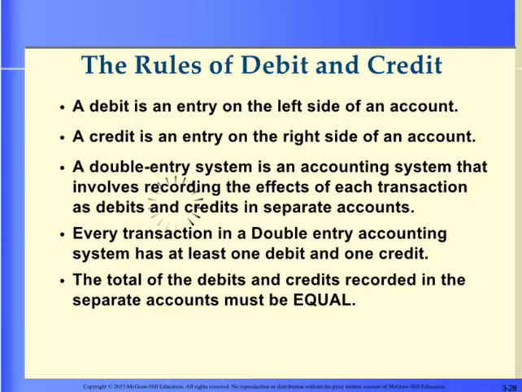We have been mentioning debit, left, as we discuss T accounts. Have you noticed this? Debit just means left side of the T account. Credit means right side of the T account.